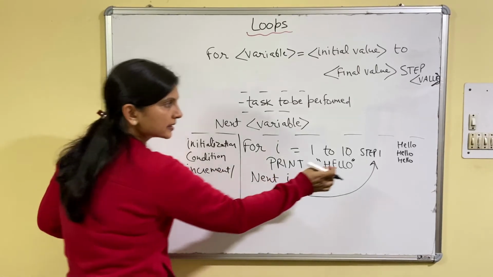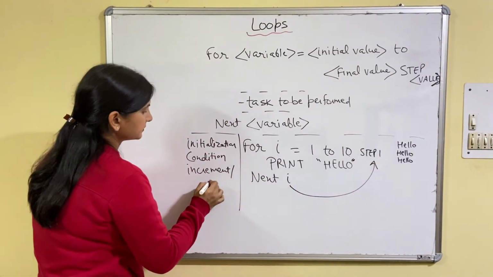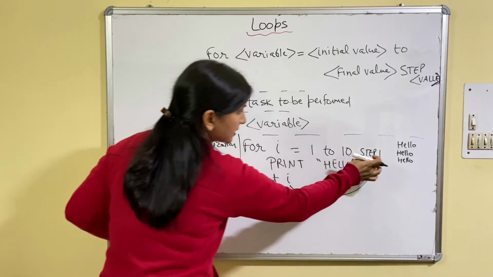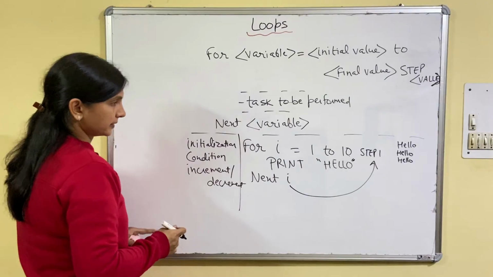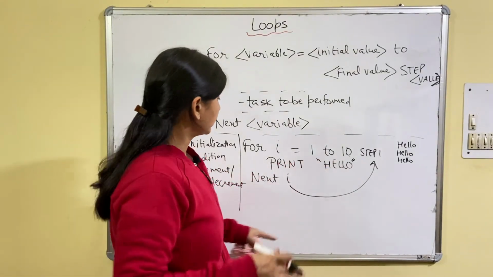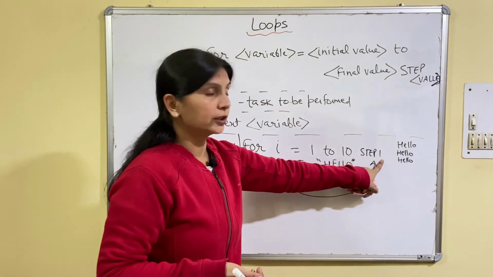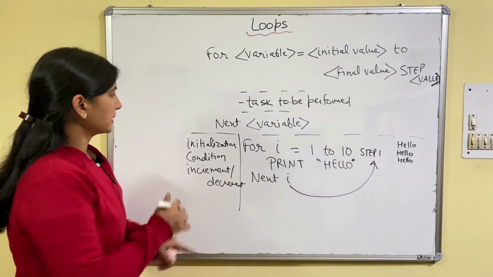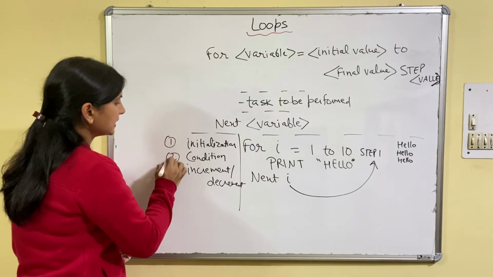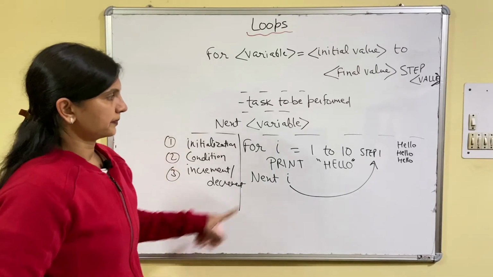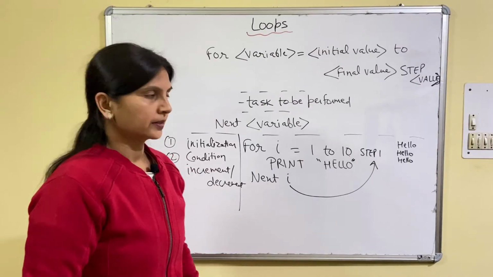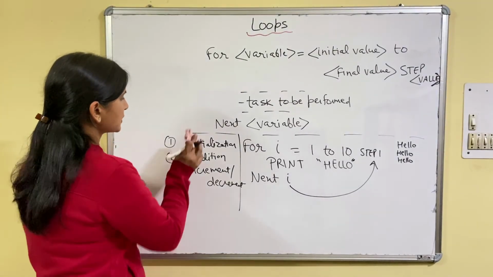In this case, it was increment because 1 is positive, that's why. If we use a negative value of step also, it can be increment or decrement. So 3 things you will see in every loop: initialization, condition, increment. Fine. So let's see more examples of for next.